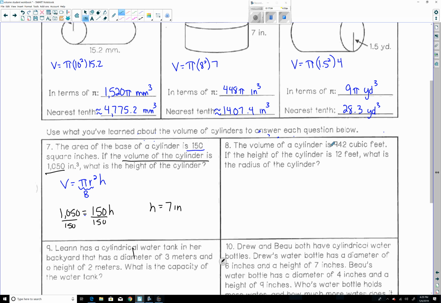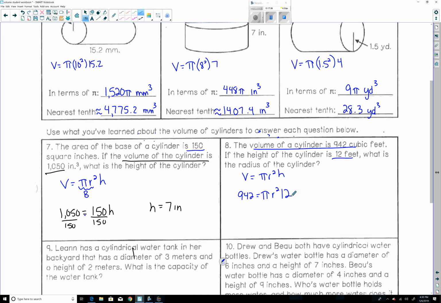So the next one, the volume of a cylinder is 942 cubic feet. If the height of the cylinder is 12 feet, what is the radius of the cylinder? So again, we're going to do the same thing. We're going to use our trusty formula. Volume equals pi r squared times the height. Plug in what we know. We know the volume, 942. I'm going to leave pi. We don't know the radius, but we know the height is 12 feet.